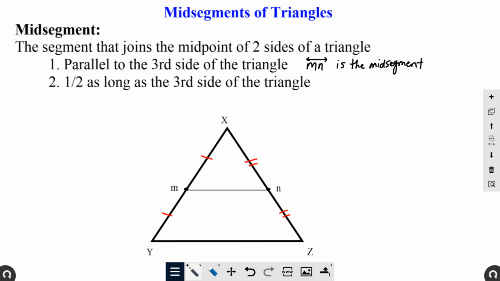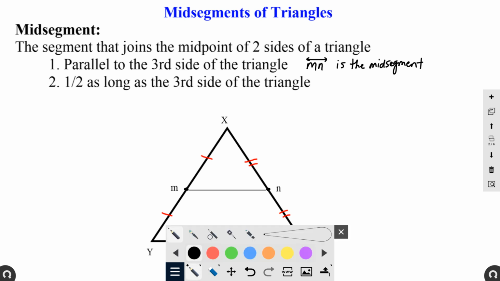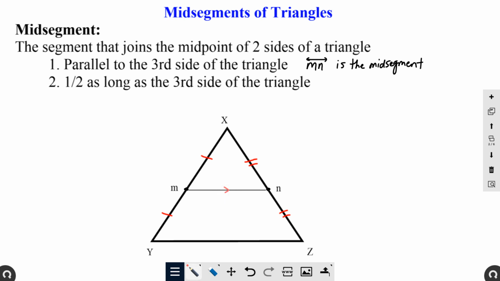The first thing that is true is it is parallel to the third side. So we can draw in our little arrows. MN is parallel to YZ. Those two segments are parallel, so they never cross. Now, when you have parallel lines, you have a lot of special angles.